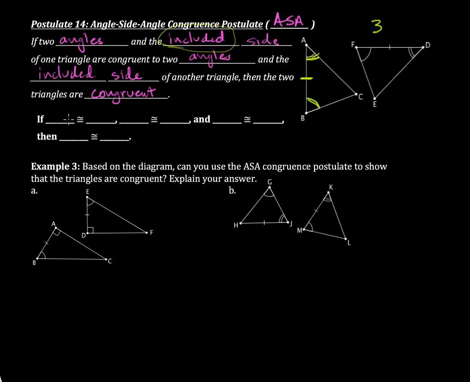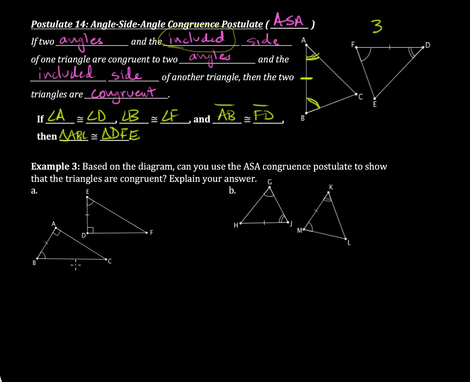So over here in this diagram we have angle A congruent to angle D. We have angle B congruent to angle F. And we have segment AB congruent to segment FD. So that means that we can say triangle ABC is congruent to triangle, see, A matches up with D, B matches up with F, and C matches up with E. So triangle ABC is congruent to triangle DFE.